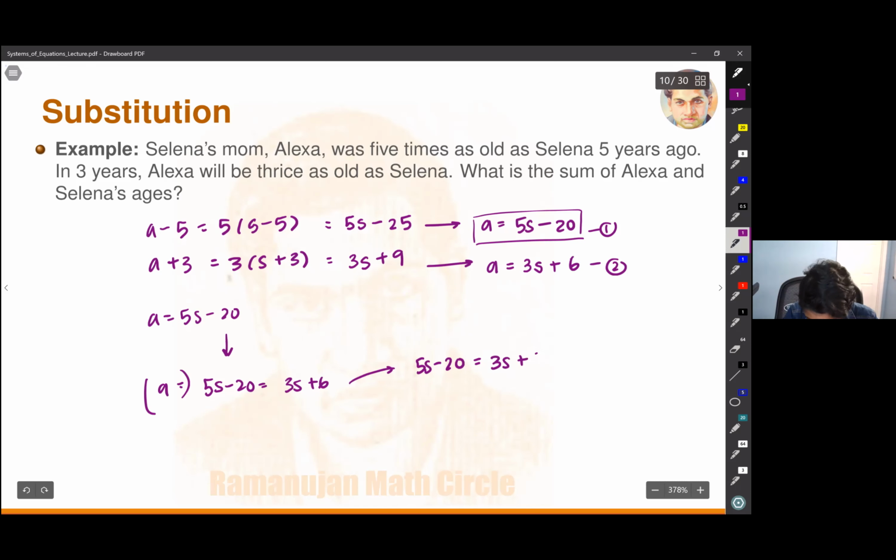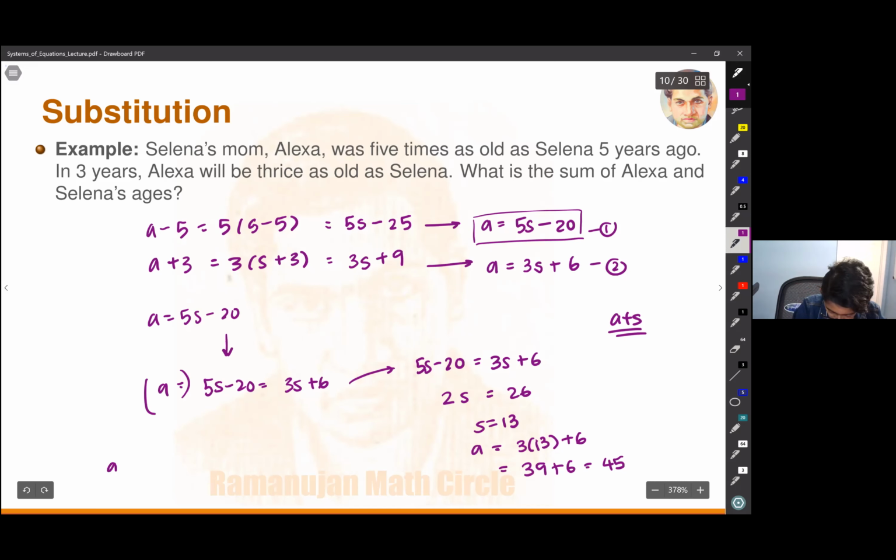Now it's just solving in terms of a variable. You get that 2S is equal to 26, so S is equal to 13. And remember, we're asked for A plus S, so we want to look for A as well. And for that, we're just going to plug it back in. So 3 times 13 plus 6, which is equal to 39 plus 6, which is equal to 45. Okay, and they're asking for A plus S, which would be equal to 45 plus 13 is equal to 58.